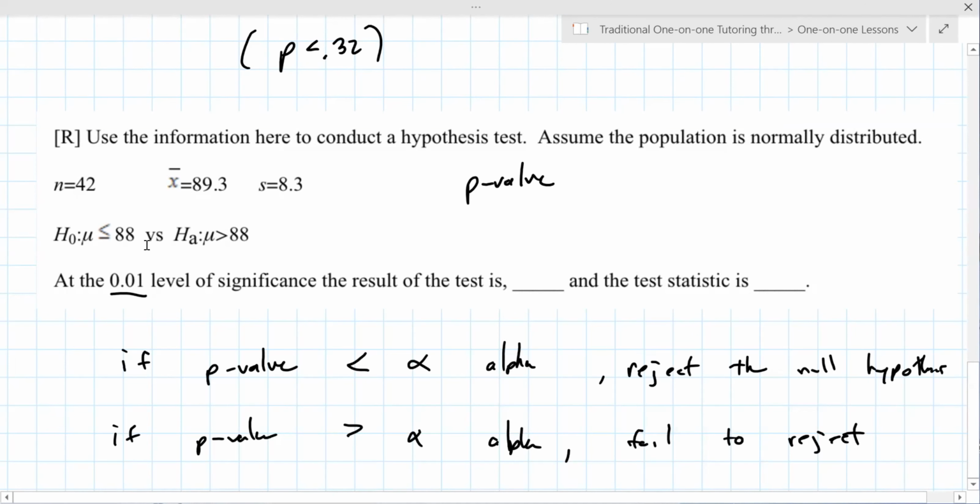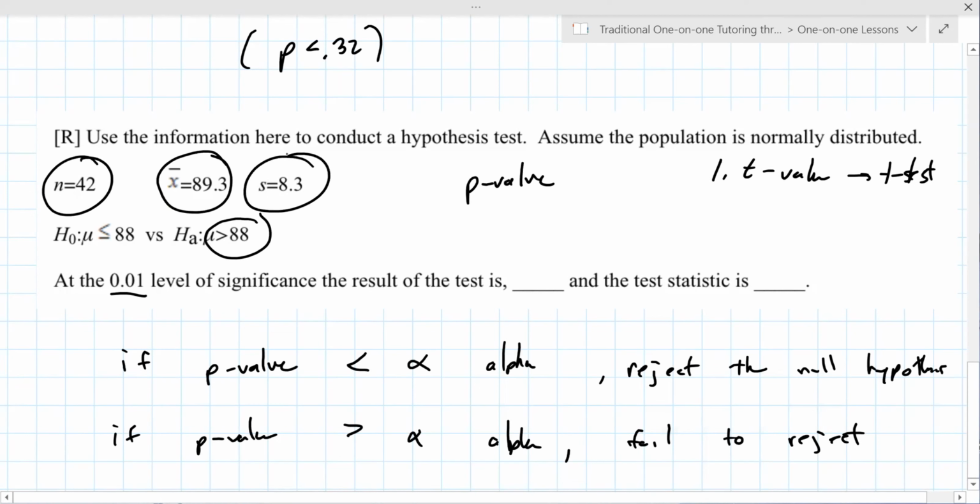In terms of how to do this, you first want to find the t-value, which we're going to use the calculator for. We're going to enter this into the t-test. So, Stat, T-Test. For mu, mu is equal to 88. X bar is 89.3, S is 8.3, and then N is 42. Your direction comes from the alternative hypothesis here, so it's greater than. And then just calculate.